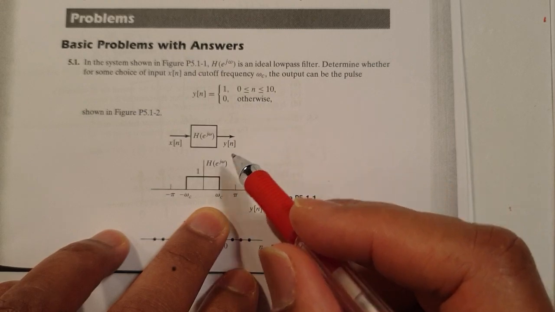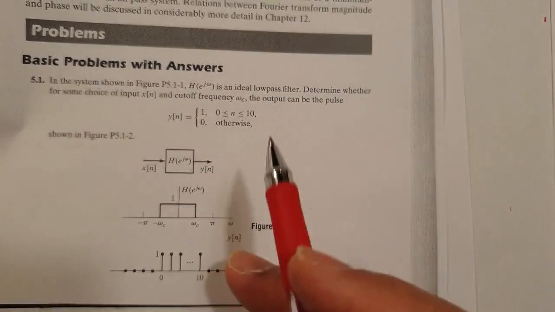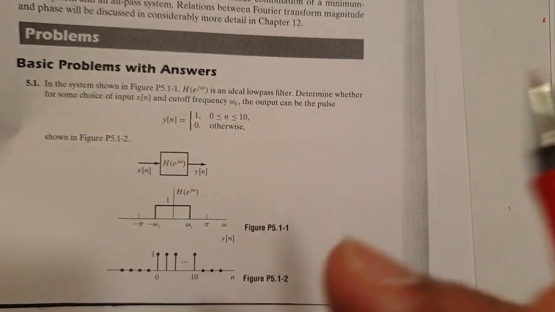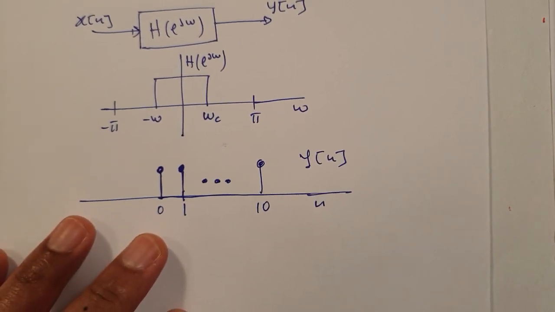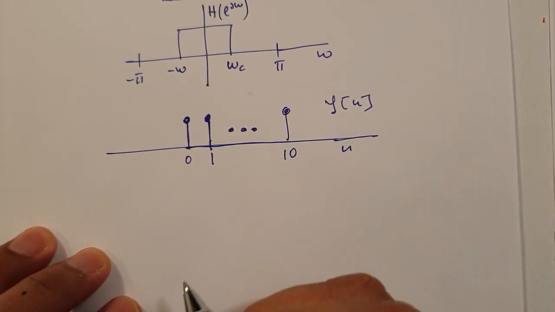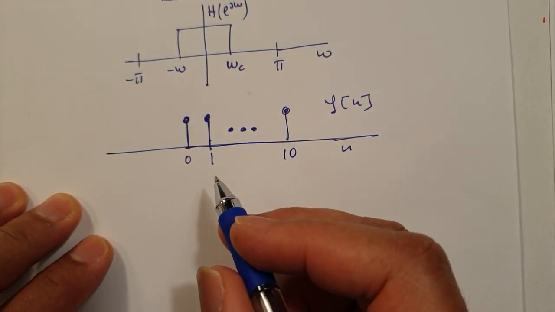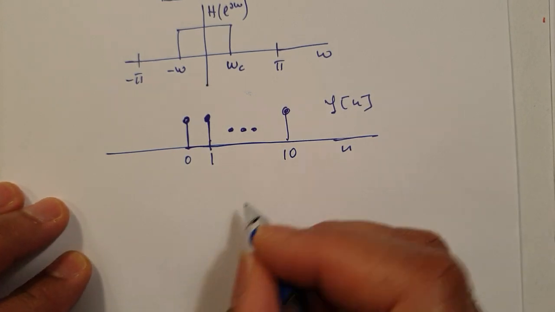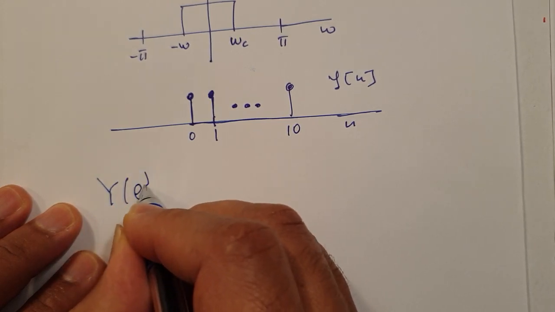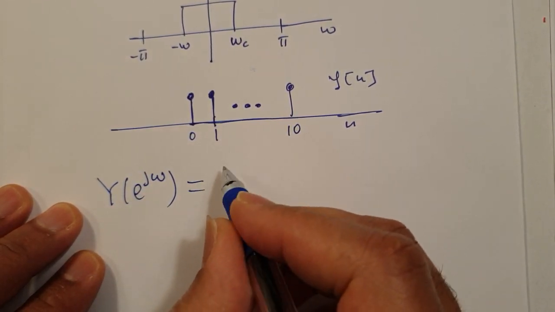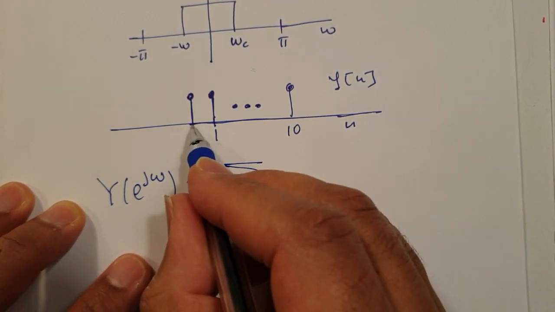So let's see what we have here. Start sketching some things here for you. When I analyze this output, I'm trying to figure out whether that could be possible or not. Now this is something very interesting, the way we do it. We can just look at this in the frequency domain. So this output, if I want to look at it in the frequency domain, then I just find its Fourier transform very quickly.